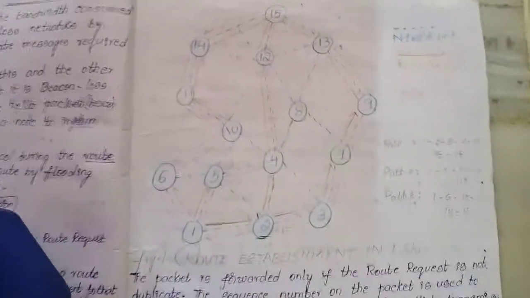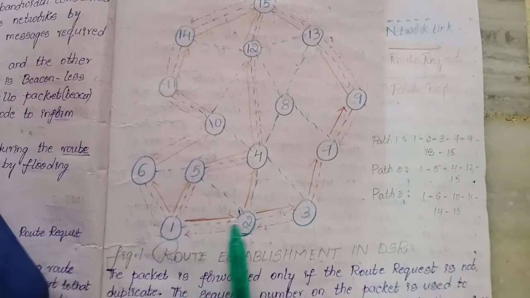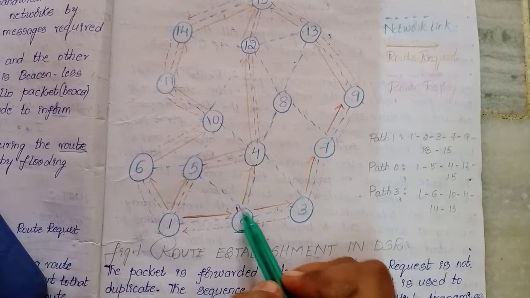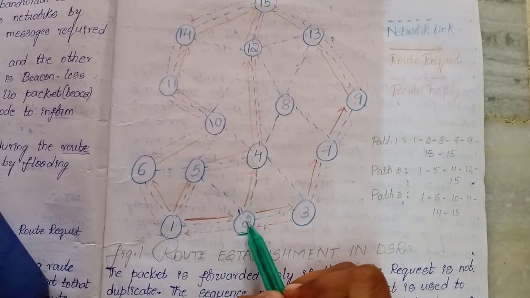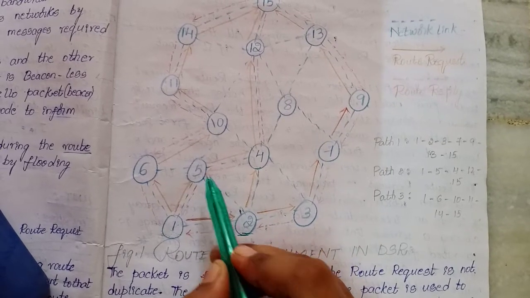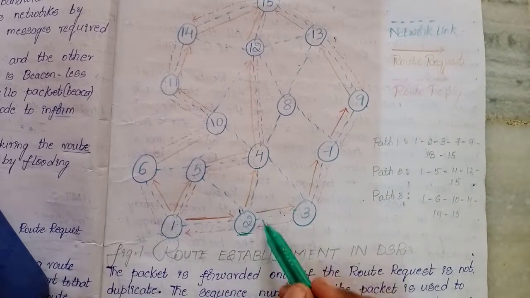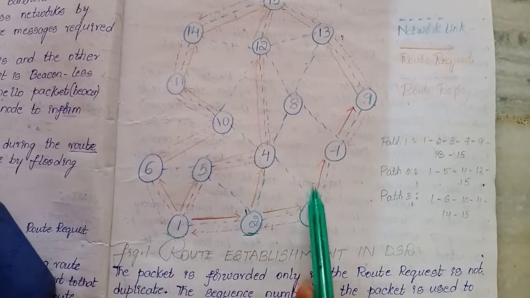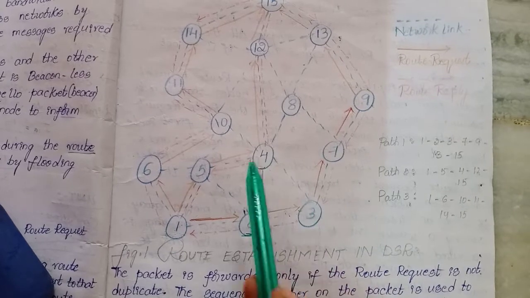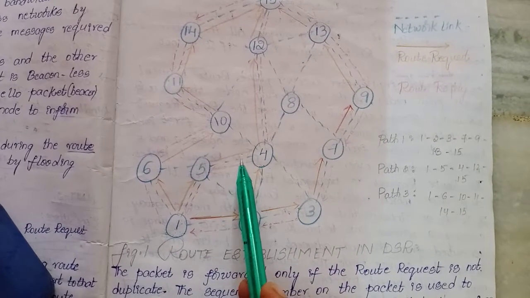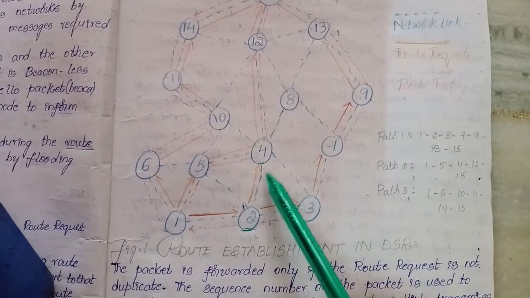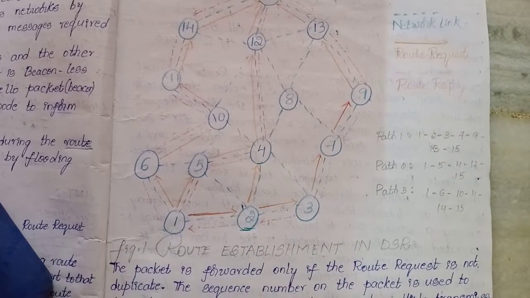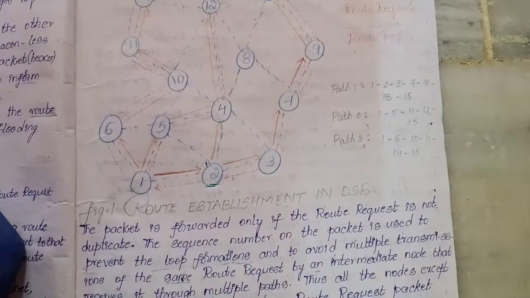See, I'll tell you how this happens. For example, let us consider node 4. Node 4 receives the route request packet which has been sent by the source node from node 2 and node 5 as well, right? Here, without a sequence number, it doesn't know which one is the correct one or which one is the duplicate one, right? So this may lead to multiple transmissions of the same route request packet, right? This is what I'm talking about in the previous point.